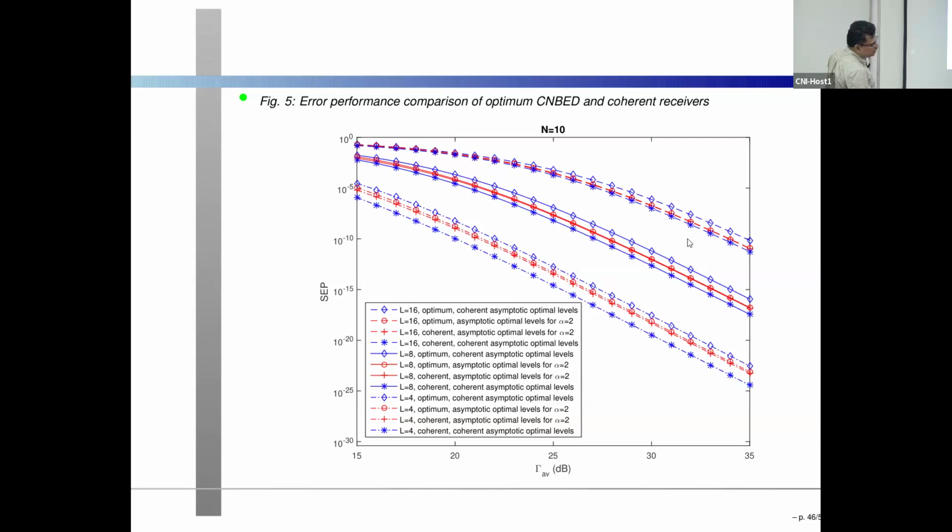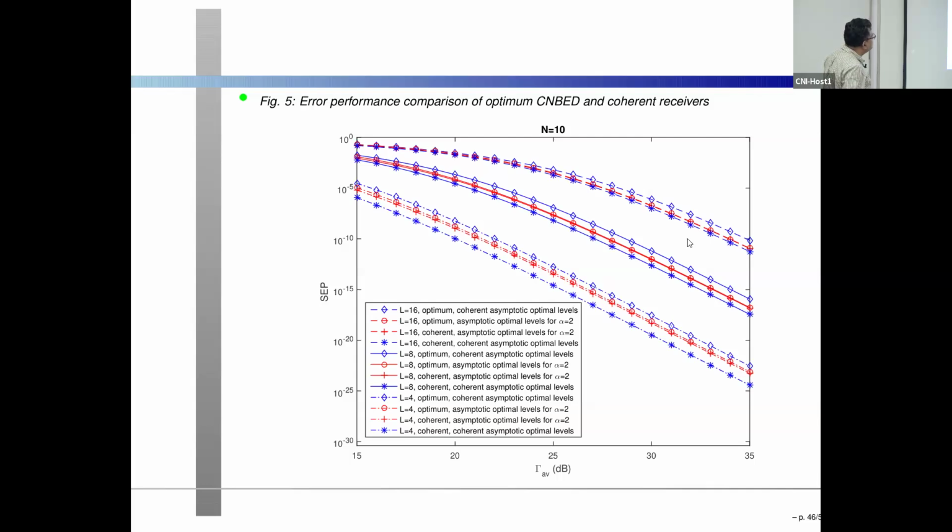Obviously these values are very low, but I wanted to show the accuracy of the asymptotic optimal levels. That's why I took higher SNR. Otherwise, this is obviously without channel coding, right? Yeah, there's no channel coding here. This just shows the performance of optimum CNBT receivers and coherent receivers, how close they are to coherent. That's all. So this is for L equal to 4, 8, and 16.